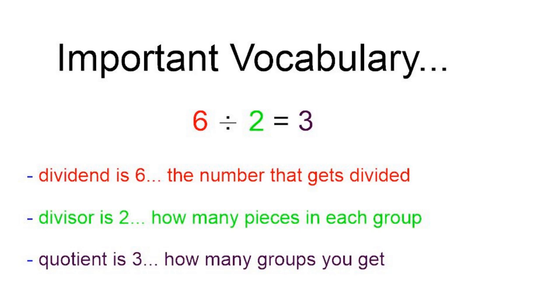In this case, we have 6 divided by 2, which is equal to 3. So we have the dividend, which is 6, and it's the number that gets divided. We have the divisor, which is 2, and it's how many pieces are in each group. And then the quotient in this case is 3, which is how many groups you get after you split your dividend into the pieces.